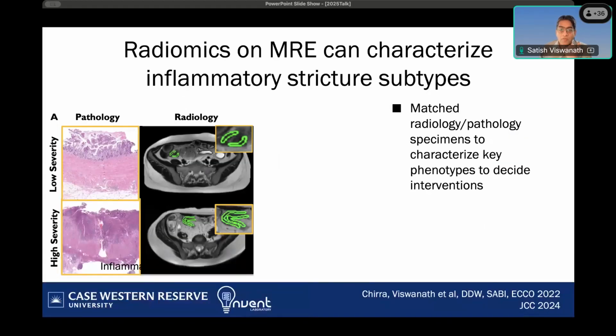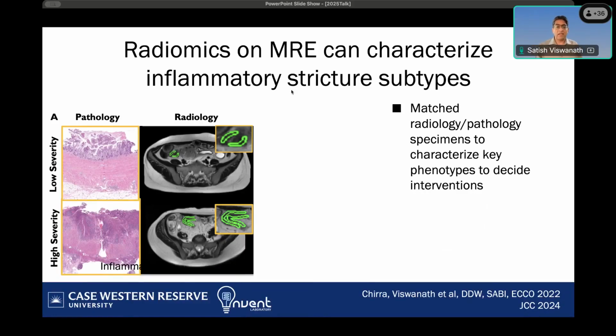We've used this in a number of different contexts. One of them is just to close the loop on some of the Crohn's disease work. For Crohn's disease, we got this matched set of pathology and radiology data. This was MRI scans from patients who went to surgery, and we have surgical specimens within a few weeks of the MRI scan. So we can map the two onto each other, which allows us to define signatures.